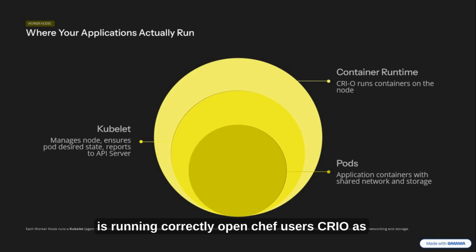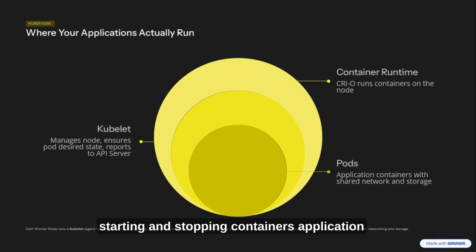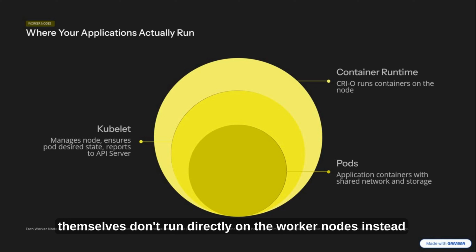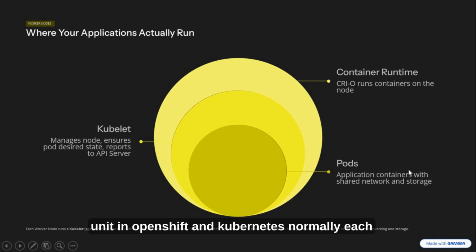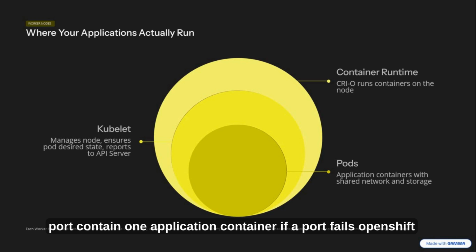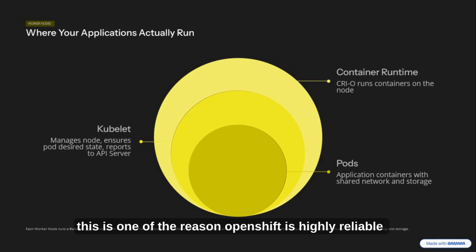OpenShift uses CRI-O as the container runtime. CRI-O is responsible for starting and stopping containers. Applications themselves don't run directly on the worker nodes. Instead, they run inside pods. A pod is the smallest deployable unit in OpenShift and Kubernetes. Normally, each pod contains one application container. If a pod fails, OpenShift automatically creates a replacement. This is one of the reasons OpenShift is highly reliable.